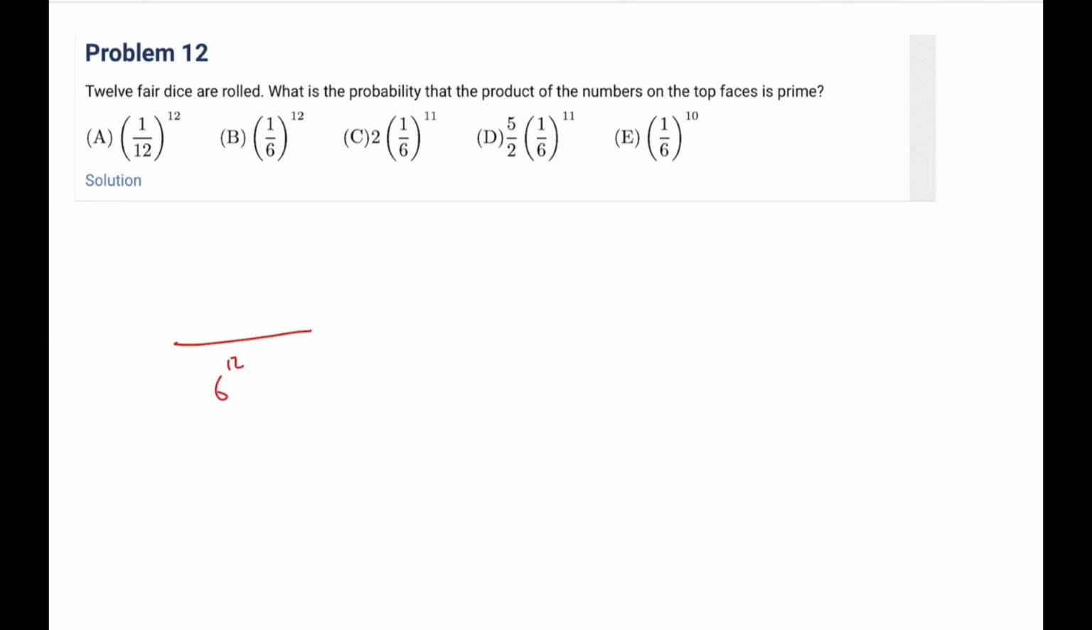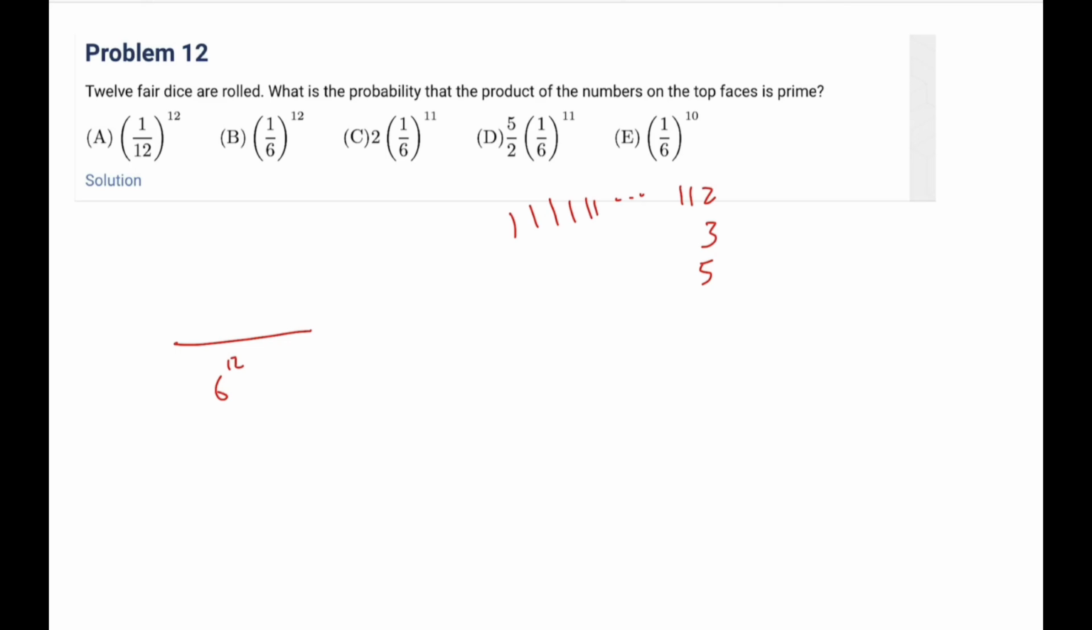And then the probability that the product of the numbers on the top faces is prime, that would be 1, 1, 1, 1, 1, all the way to 1, 1, and then we have a 2, or we have a 3, or we have a 5, right? And so we can't do a 7 because that won't be one of the numbers on the fair dice.